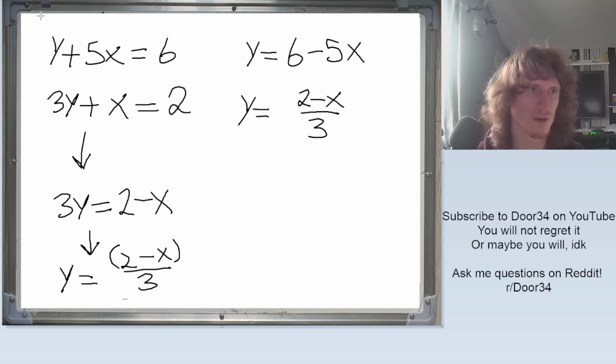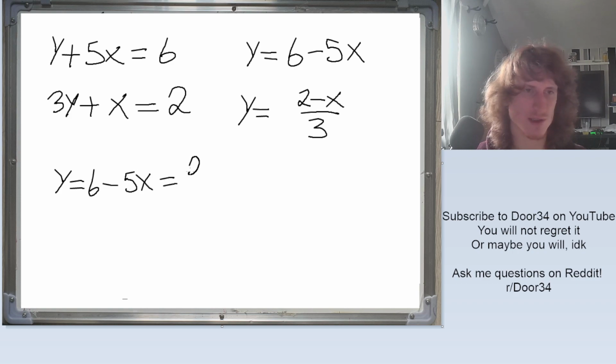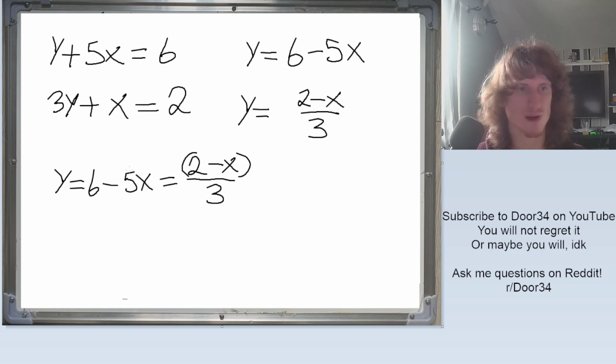I'm going to make a little bit of room here. Actually, I'm going to keep our initial equations as well, but let's just get rid of this working. So, just as before, we know that y is equal to 6 minus 5x. But y is also equal to (2 minus x) all divided by 3. So let's just ignore this y here, and we have this relationship for x.